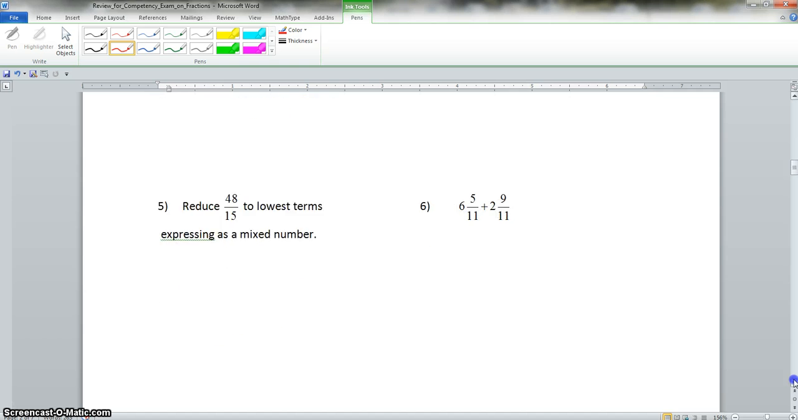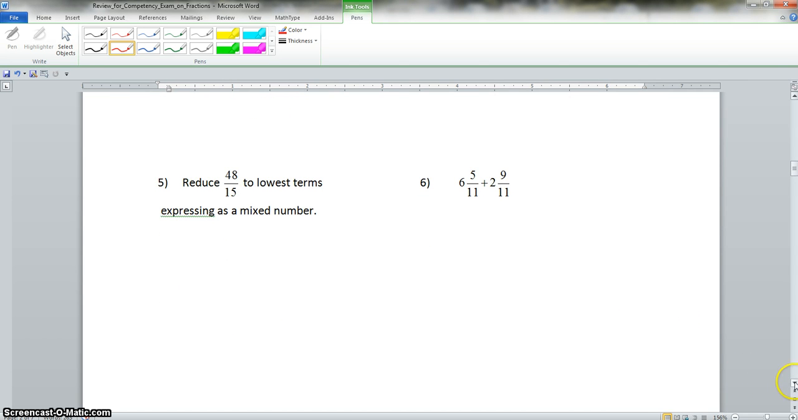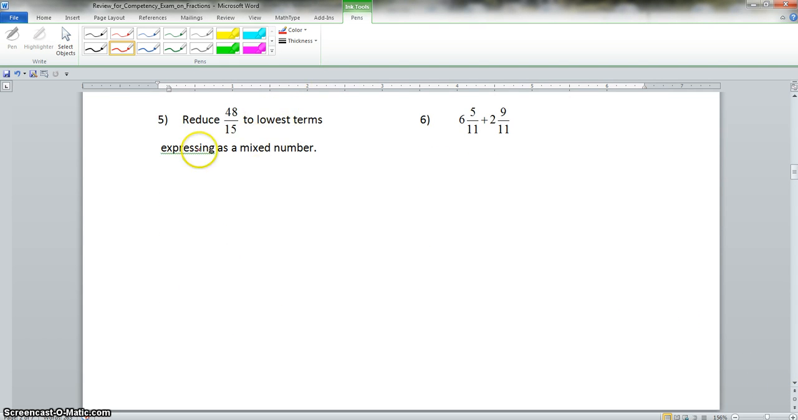Now we scroll down here to number 5. Number 5 is basically the same thing, except they want us to express our final answer as a mixed number. So we still start this off the same. We would take 48 and 15 and find their prime factorization. 48, we know 4 times 12 is 48. 4 breaks down to 2 times 2. 12 breaks down to 3 times 4. And then this 4 breaks down to 2 times 2.